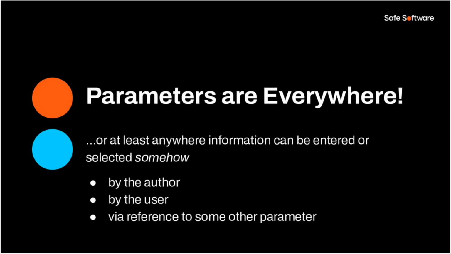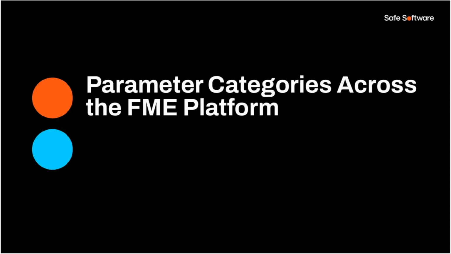So let's establish the base definition of a parameter in an FME context as any part of a dialog, a prompt, a window, where information can be entered or selected somehow, whether that info is provided by the workspace author, the workspace user, or some other means, i.e. reference to another parameter's value, say. Well, that's a pretty broad definition when you start to imagine all of the dialogues, windows, and prompts you encounter while building or testing or perhaps running a workspace.